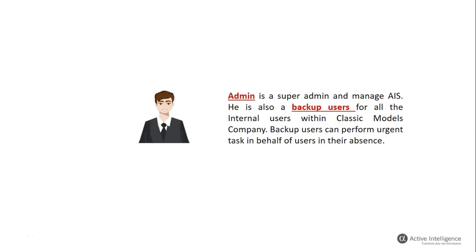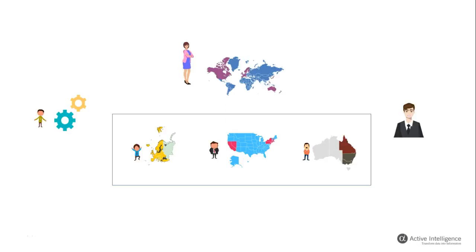Finally, meet admin. Admin manages users and roles and is also super backup user for all the internal users within the company. Backup users can perform important tasks on behalf of internal users in their absence. All the users belong to different roles and have different privileges. There are various roles in Classic Models Company, and the four major roles are Sales Manager, Senior Executive, Application Support, and Admin.